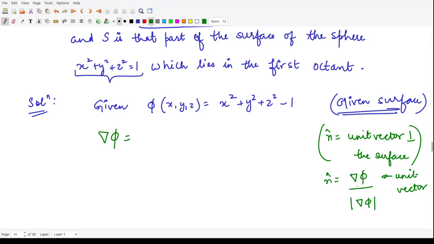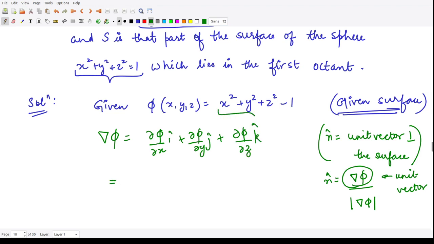So in order to calculate vector n, we will calculate the gradient of phi, such that n vector is equal to gradient of phi, the vector perpendicular to the surface, divided by its magnitude. Why are we dividing by magnitude? Because this is the unit vector. Direction is obtained using this gradient of phi, and to make it a unit vector, we divide it by its magnitude. Here gradient of phi is calculated as del phi by del x i cap plus del phi by del y j cap plus del phi by del z k cap. Accordingly, taking the partial derivative with respect to x gives 2x i cap, with respect to y gives 2y j cap, plus 2z k cap. So this is our gradient of phi.